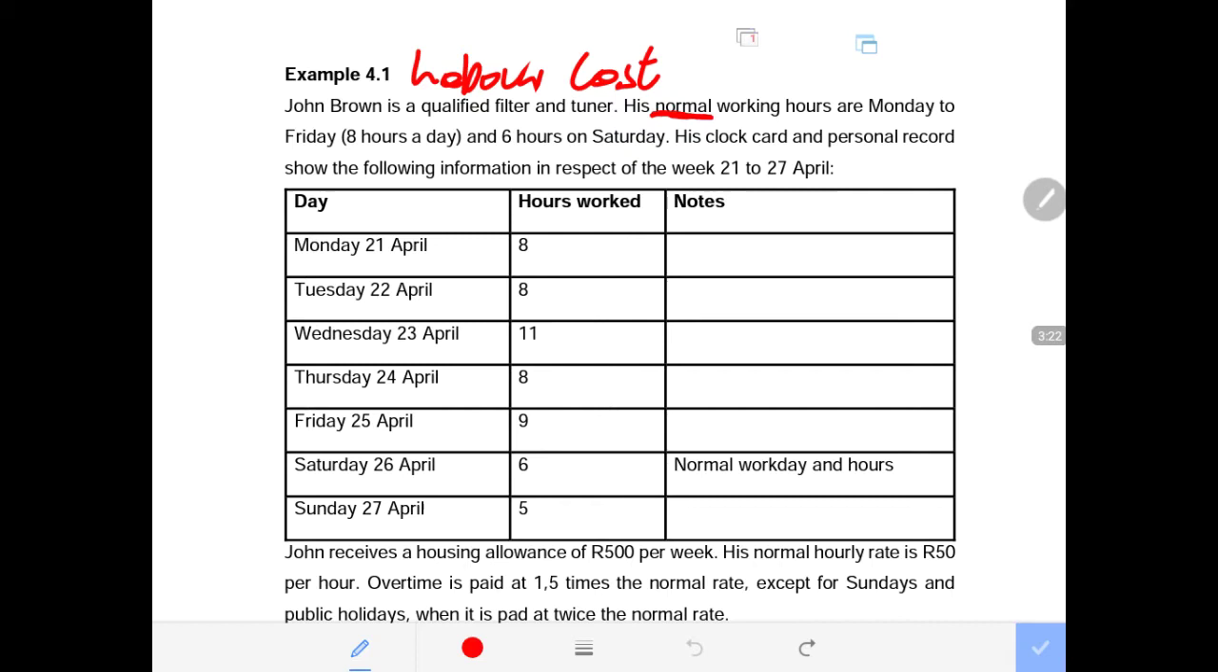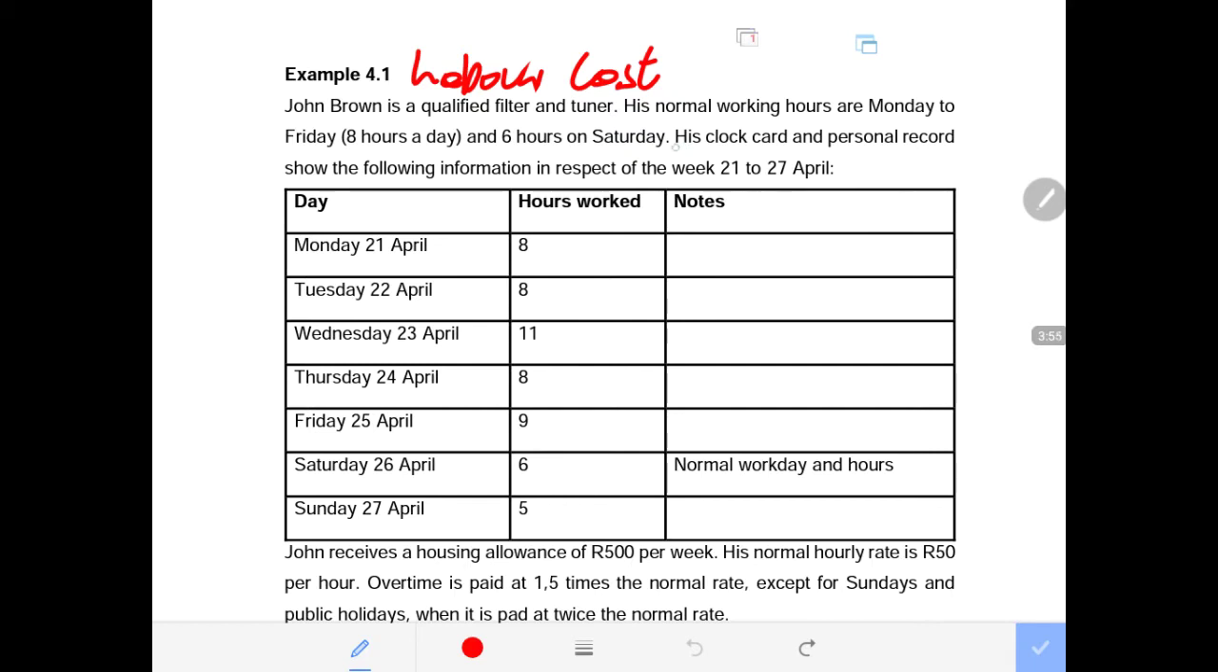Take note that your basic wage will be calculated from the hours that the employee has worked, the normal working hours. He is working Monday to Friday, 8 hours a day, and 6 hours on Saturday. Remember, in this case, Saturday is treated as a normal working hour. That means when the employee works 6 hours on Saturday, they don't get paid more than the normal rate, meaning they get paid the same way.